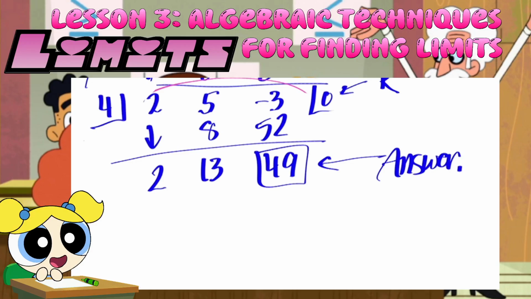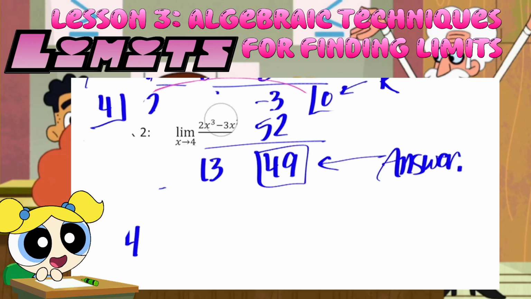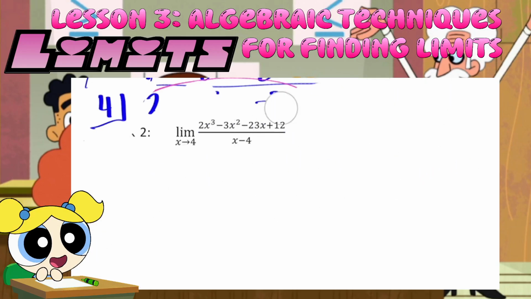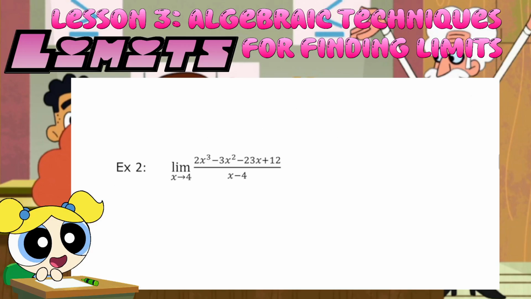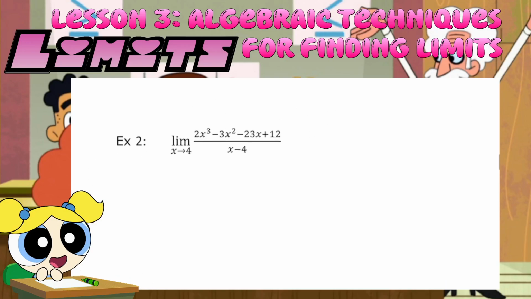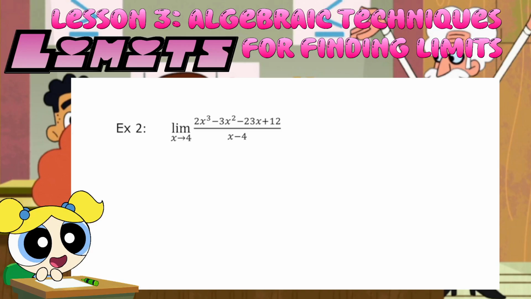Oh, I promised I would show you long division. So we could only do synthetic when you're dividing by something like x minus 4, x plus 2, x minus 2, something along those lines, right? It can't be like 2x plus something. It can't be x squared, anything like that, okay? So long division, you're allowed to do all the time. So let's look at long division.